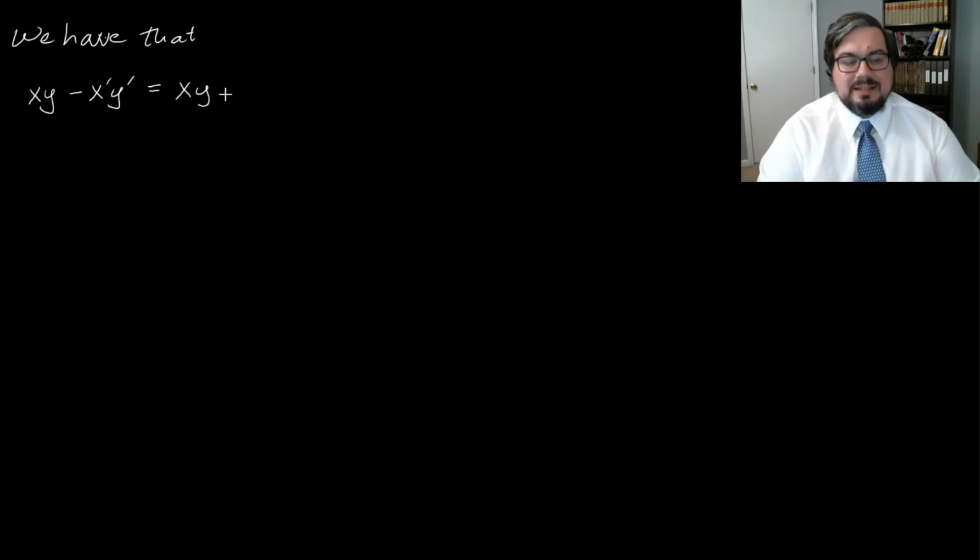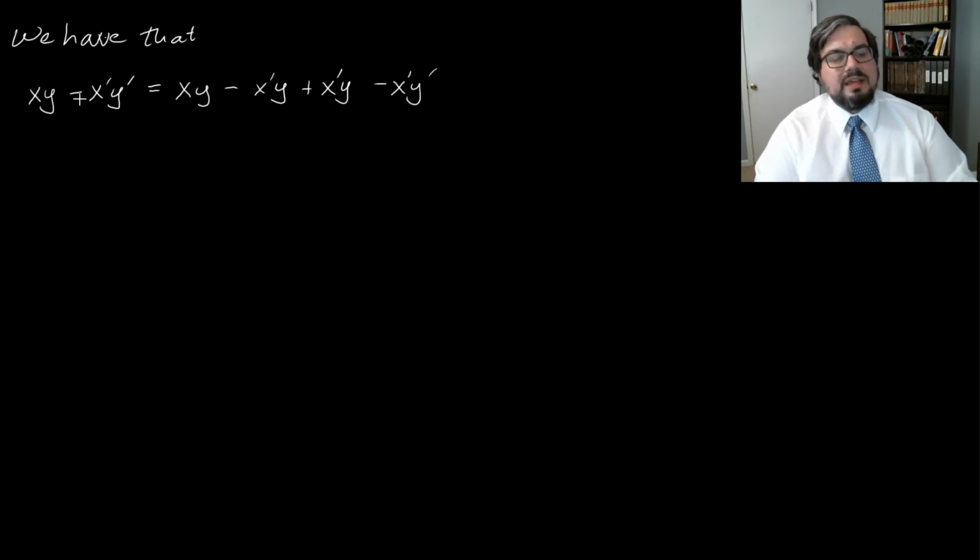So xy minus x prime y prime is equal to xy minus x prime y plus x prime y minus x prime y prime. A way of thinking about what's going on is that we are trying to basically bridge the gap between the element xy and the element x prime y prime. And currently, they're very different from one another. We've got 2 factors which aren't related to each other, to the 2 factors on the other side.